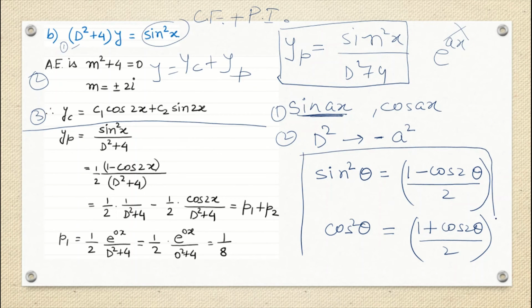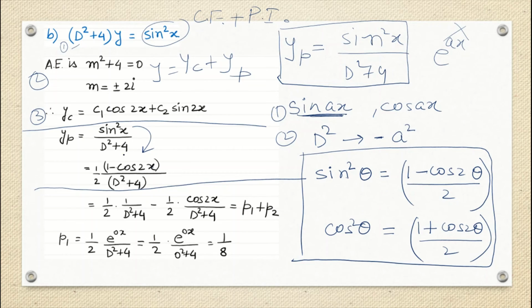Okay. So here the question is sine square x. Instead of writing sine square x, I am going to write 1 minus cos 2x by 2. So you can see the numerator is 1 minus cos 2x by 2, and the denominator is d square plus 4. Even now we have not done anything. We have just converted this term into a form compatible with type 2.